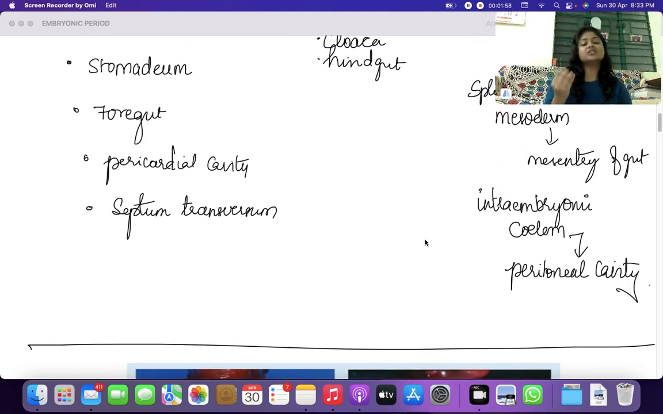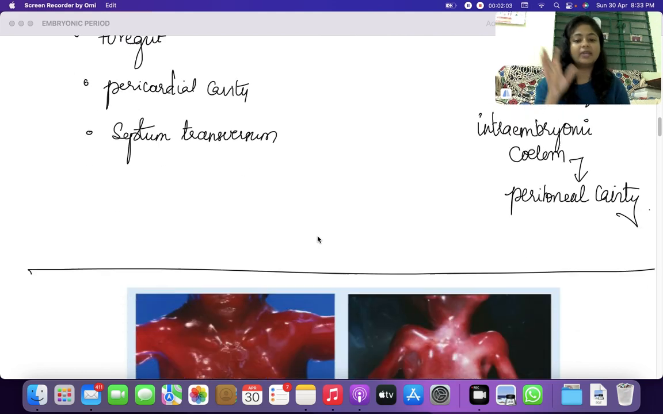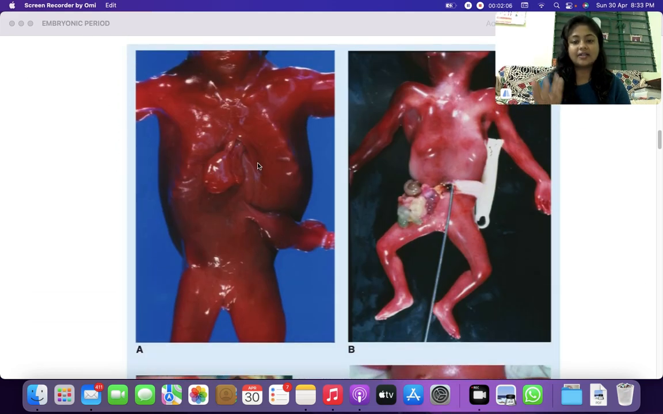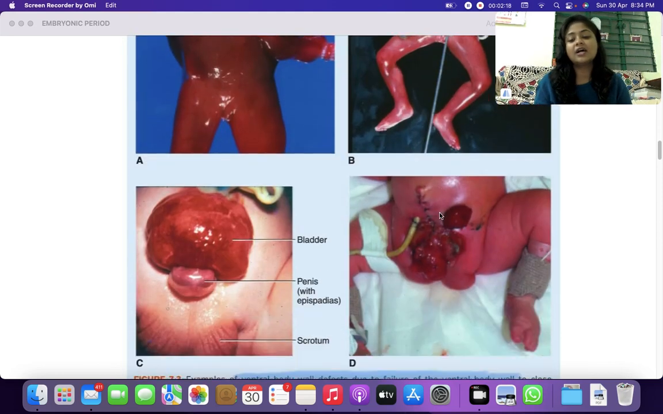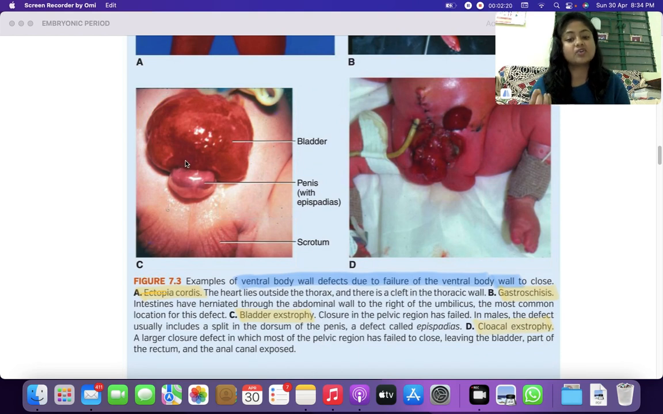When there is defect in the fusion of the folds, lateral folds, it will result in midline defects. For example, the heart lying outside, that is called the ectopia cordis, and bowel loops lying outside, not able to return back to the abdominal cavity because of premature fusion of the ventral folds, and bladder lying outside, which is otherwise called the bladder exstrophy, fusion defect in the pelvic region, and cloacal exstrophy. This is also a fusion defect in the pelvic region, exposing the bladder, rectum, and the anal canal.